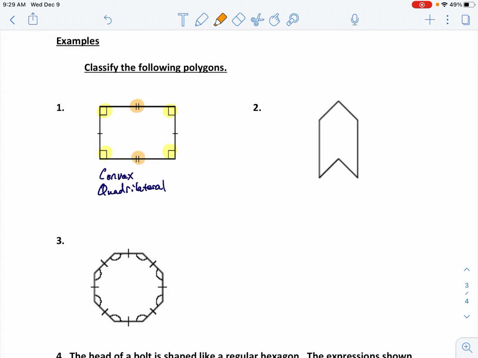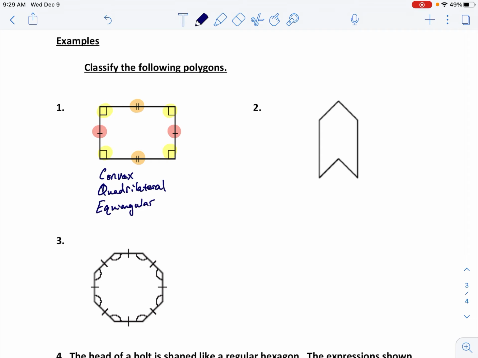We have 2 tick marks. That's a good start. But unfortunately, not all 4 sides are congruent. So it is not equilateral. The most specific we can get is that this is equiangular. So in this picture, we have a convex equiangular quadrilateral.